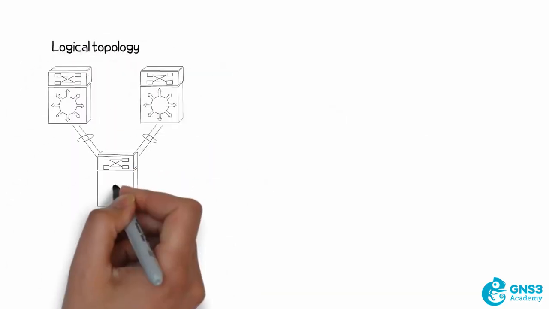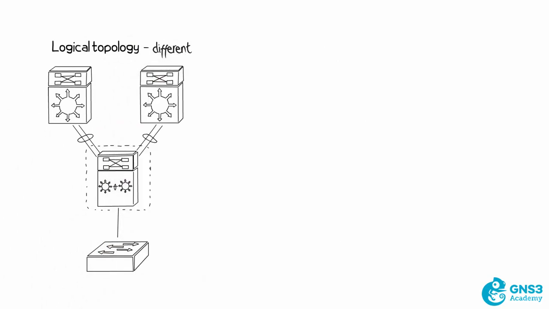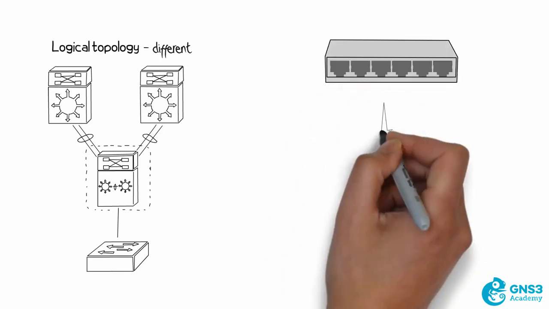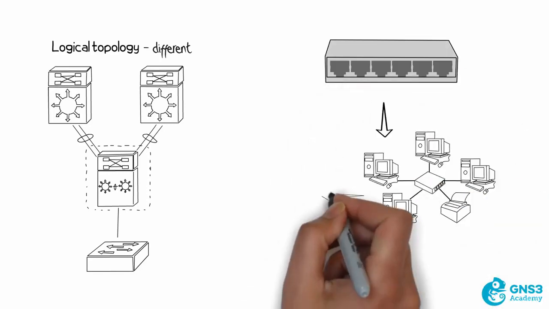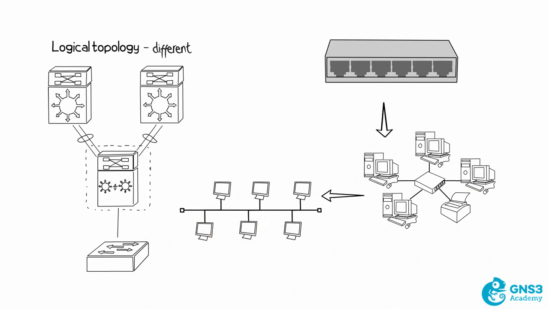The logical topology, however, is different, as it shows where data travels to get from one endpoint to another, which may be very different to a physical implementation. Later in this course, I'm going to show you how a hub is physically a star topology, but logically acts as a bus topology.